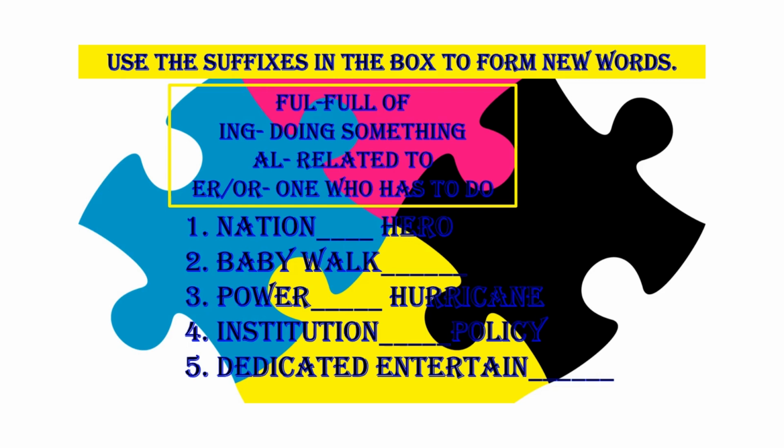Now, using the suffixes in the box, you are asked to form new words. Let's look at some of those suffixes. FUL, which means full of. ING, which means doing something. AL, which means related to. And ER or OR, which means one who does.